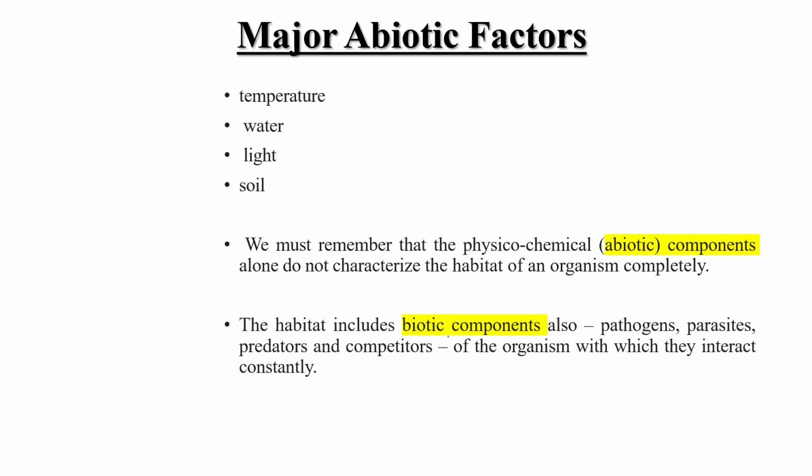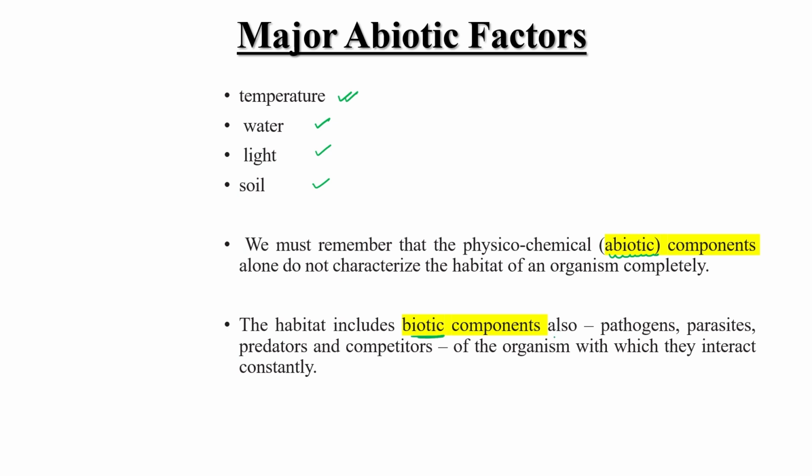Now let's discuss some abiotic factors. What is ecology? Interaction between biotic and abiotic factors, right? So first of all, we have to understand different types of abiotic factors. 4 different types of abiotic factors are there. The most important one is temperature, followed by water, light, and soil. Okay, so we must remember the physiochemical component or abiotic component alone does not characterize the habitat of an organism completely, but abiotic components are also there.